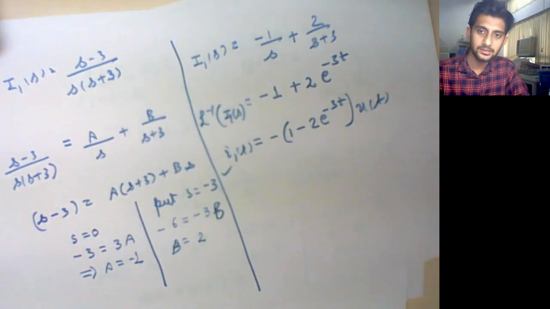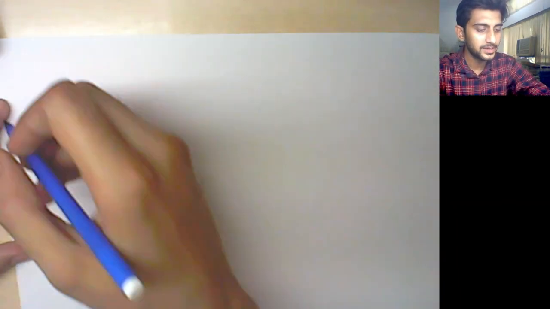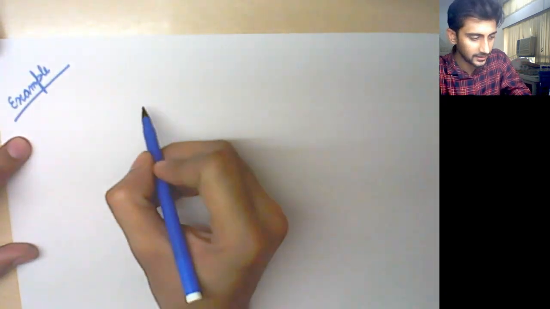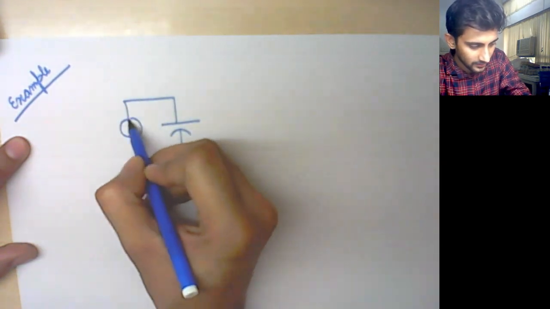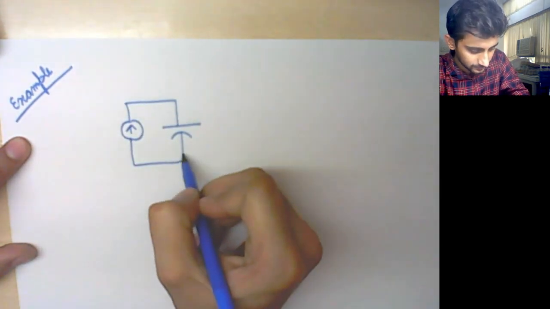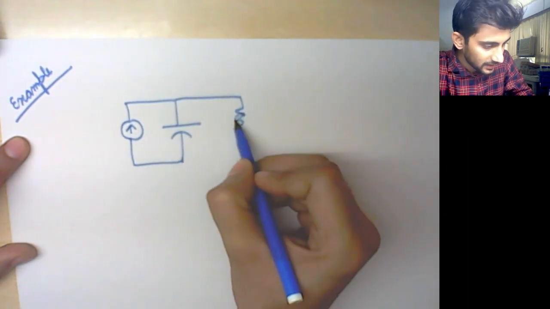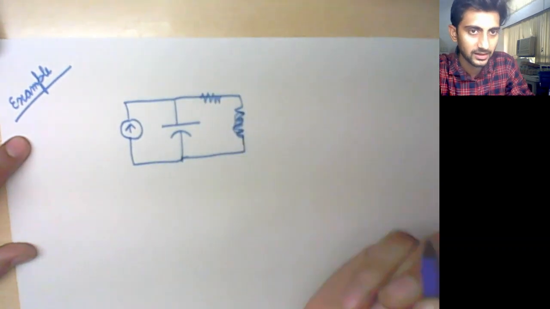Fine. In a similar way, you can take another example where you might have to apply the concept of node analysis in solving the voltages across the given circuit. Okay, so let us take another example. It is given that you have a capacitance, you have a current source, and you have an inductance. And over here, let's take a resistance.